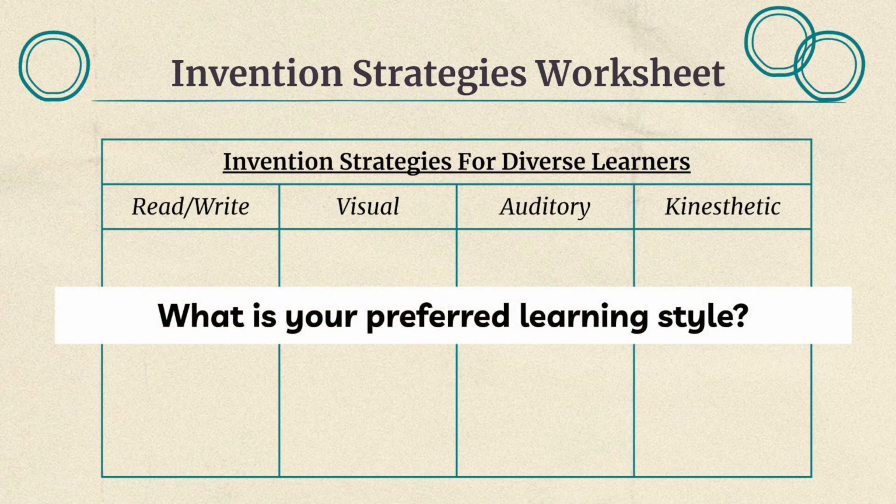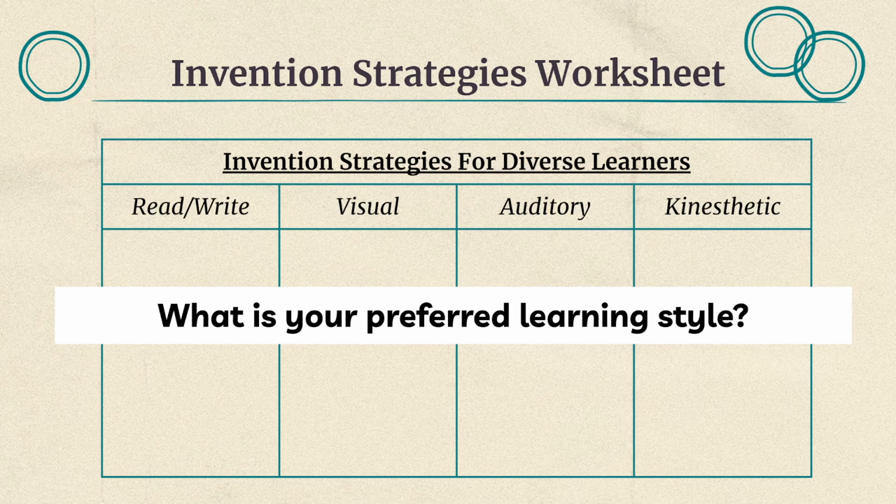So what is your preferred learning style? Raise your hand if you are a read-write learner and you gather ideas by reading or writing about them. Great. Raise your hand if you are a visual learner. You learn by seeing something. Excellent. Raise your hand if you're an auditory learner. You learn best when you hear or you can talk through ideas. Excellent. And where are my kinesthetic learners? You learn best by needing to move around, hands-on activities.